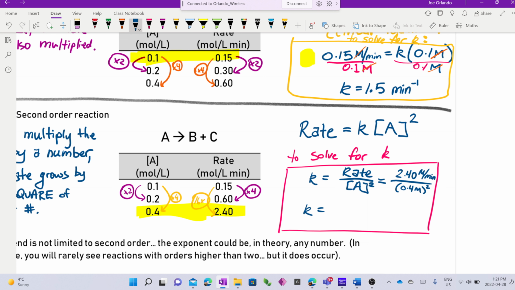0.4 squared is 0.16. 2.40 divided by 0.16 is going to be on the order of 10 times bigger than that. So we're going to be hitting around 20. This number should be around 20. Let's see what happens. 15? I can live with that. 15 even? Perfect. And what would our unit be here?